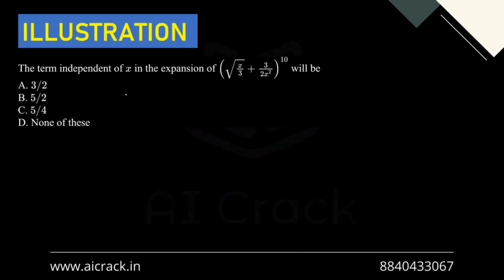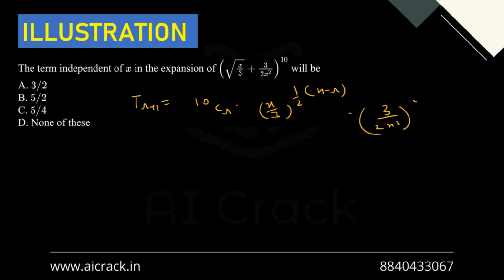Now let's talk about this example. The term independent of x in the expansion, this will be T(r+1). So let's write T(r+1). That would be 10Cr · (x/3)^(n−r) · (3/(2x²))^r. And we have to find a term independent of x.